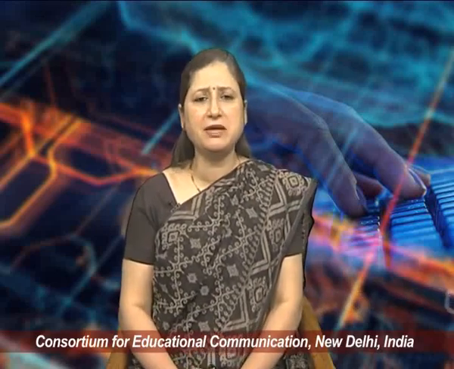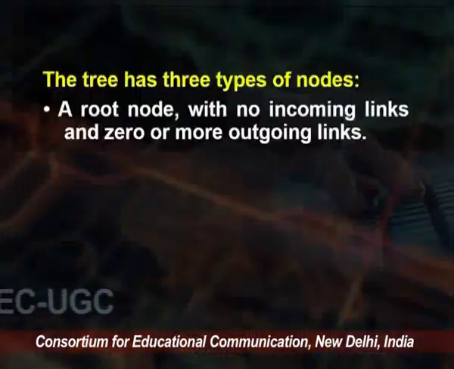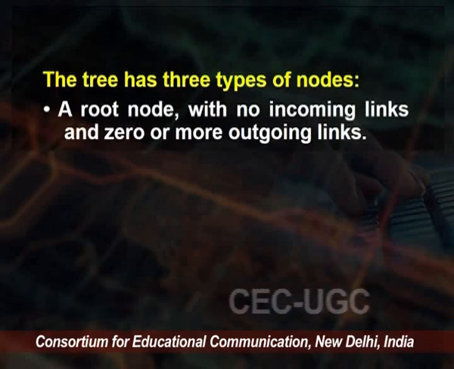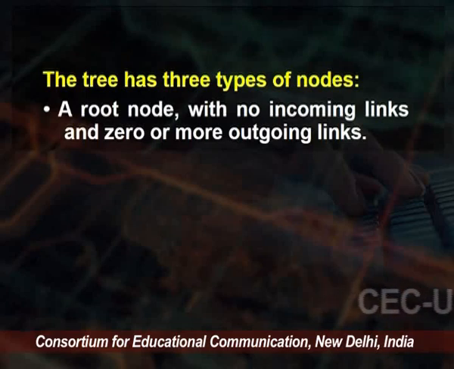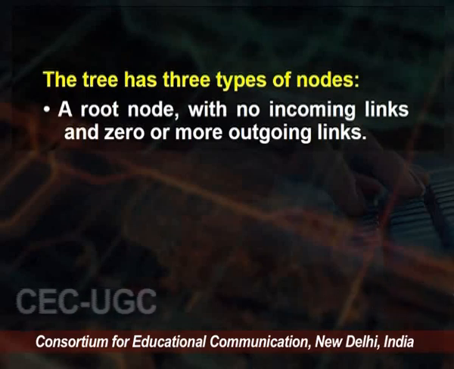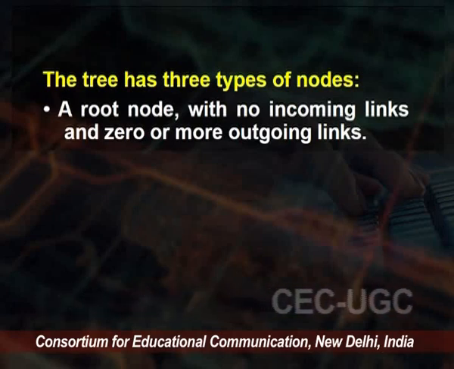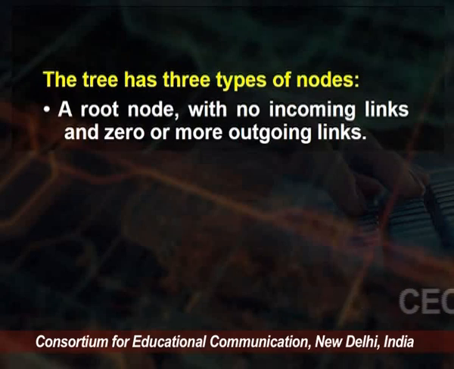So the tree basically will have three types of nodes. The first node is a root node. Root node means the first node from which the tree starts building. So it will have no incoming links and it can have 0 or more outgoing links. So root is the first node of the tree.